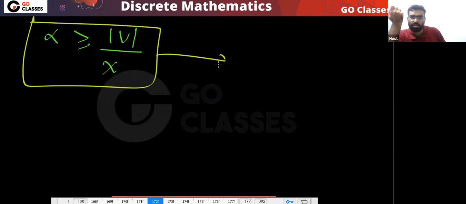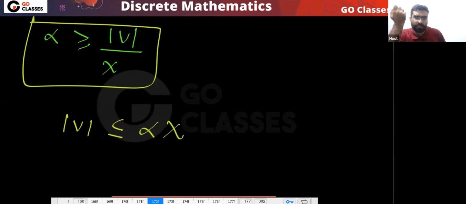And from this, what did you get? If you simplify this, then you will get alpha into zeta, and then what can you say? Number of vertices is less than or equal to alpha into zeta.